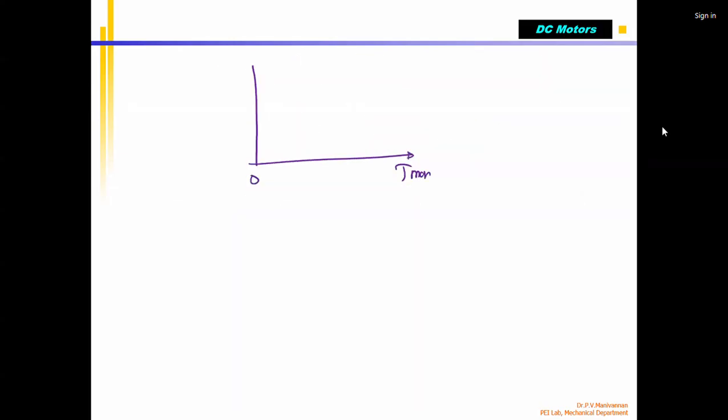Okay. So the curve is going to be: torque is on the x-axis, starting from 0 to T max, the maximum torque the motor can produce. Then this is the speed of the motor. The maximum speed it can reach is ns. You know that, correct? A synchronous motor can reach 0 to ns.